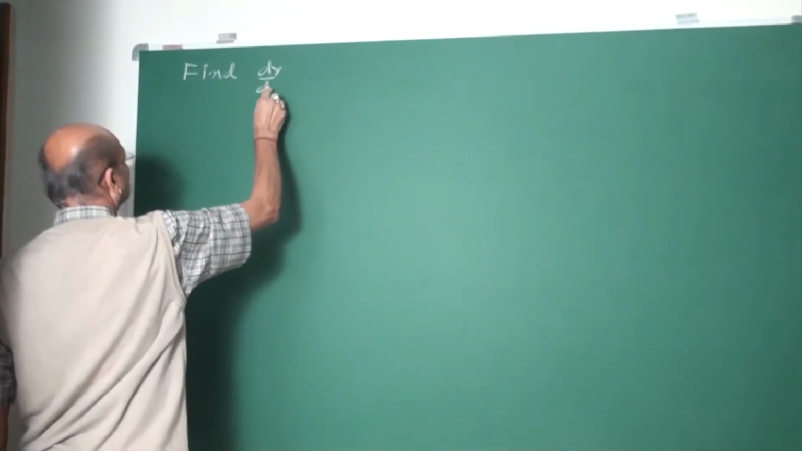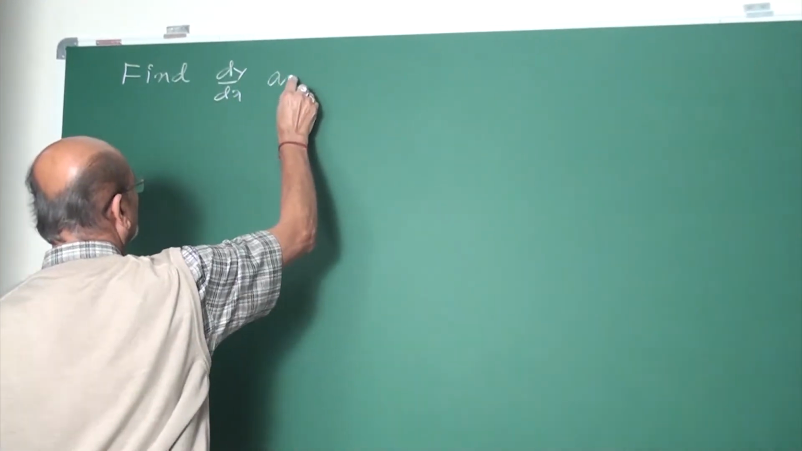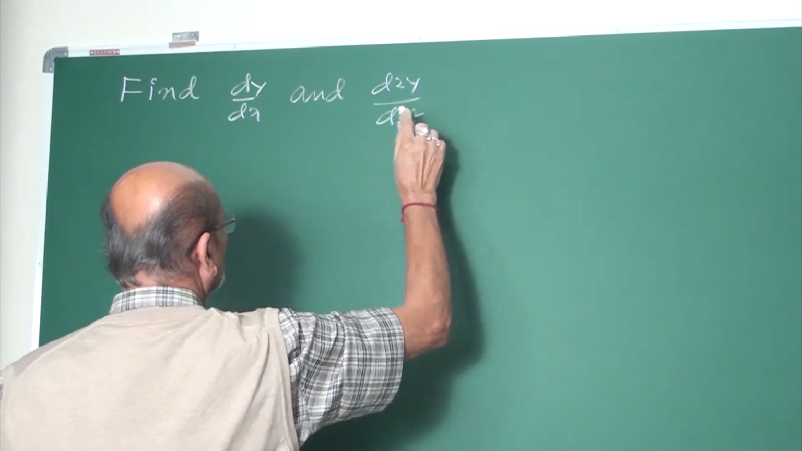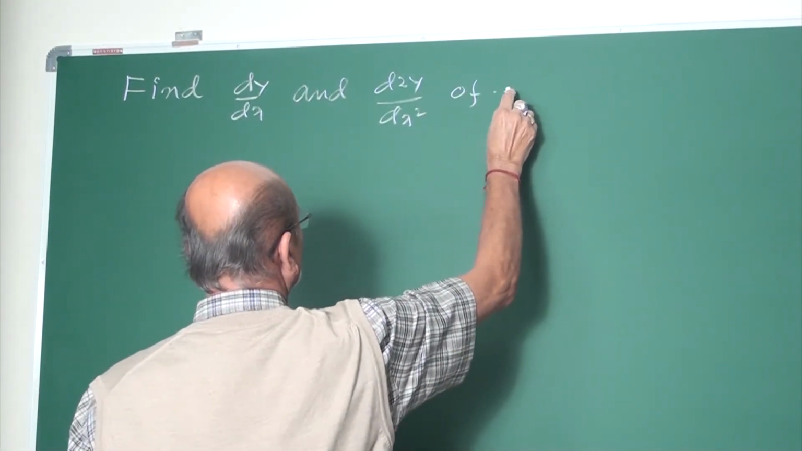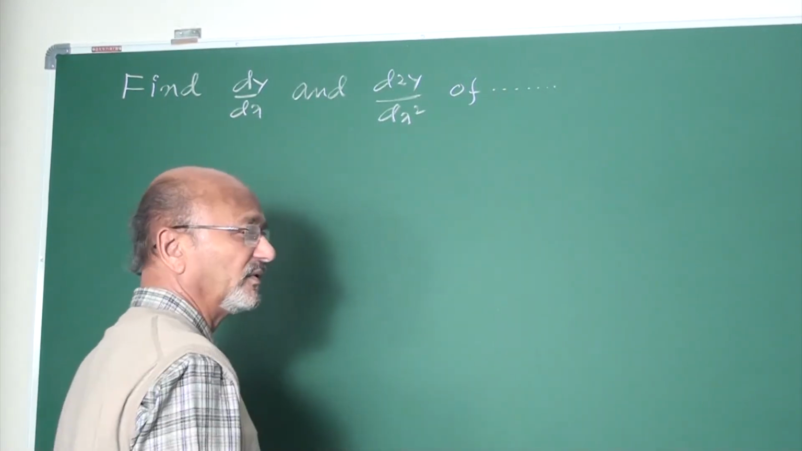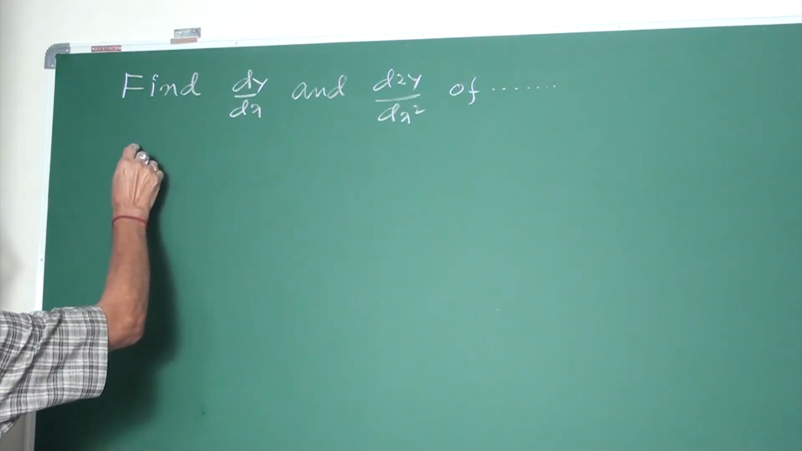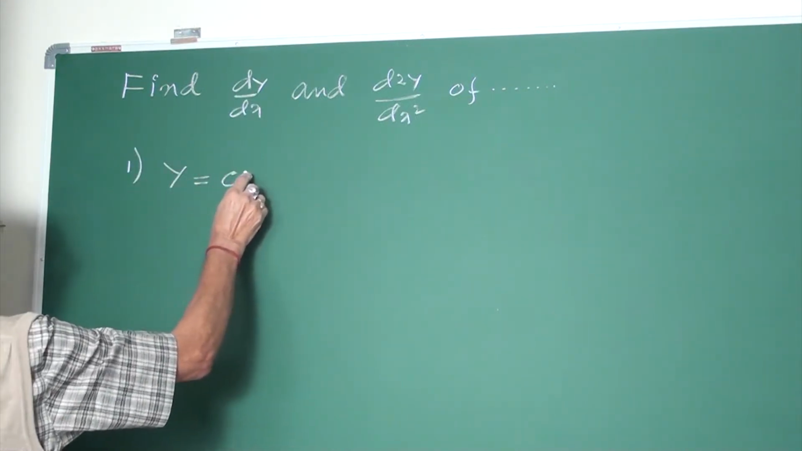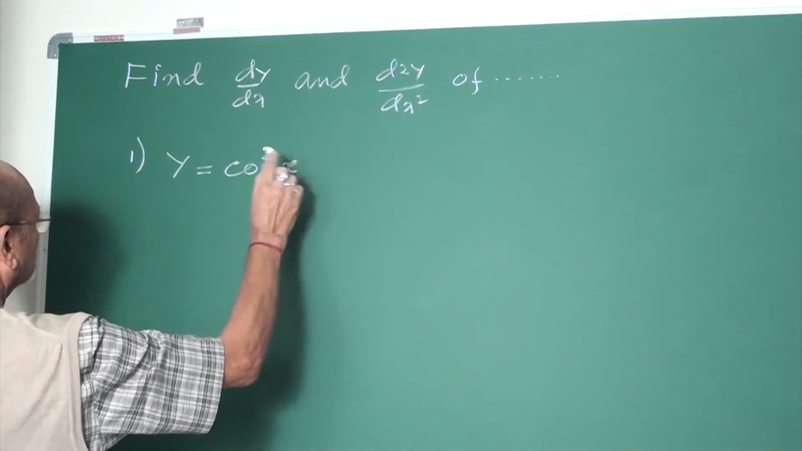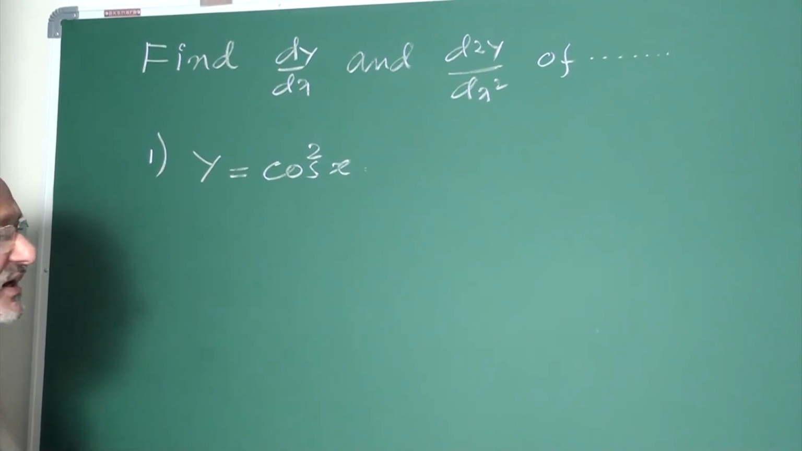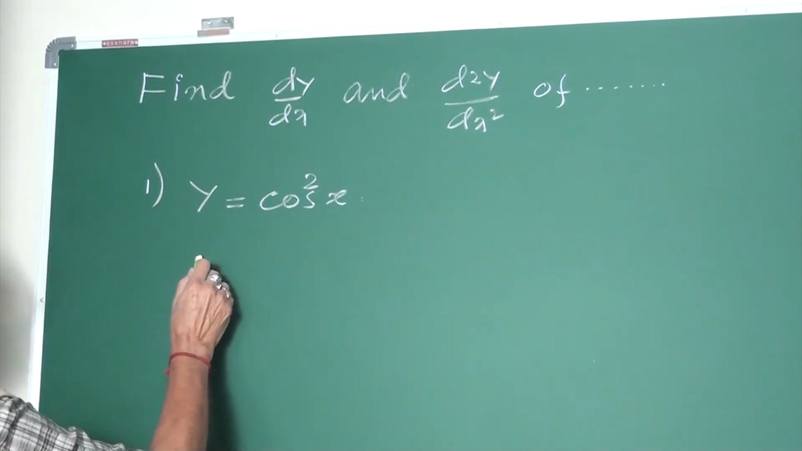Find first derivative dy by dx and second derivative d2y by dx2 of the following. First example, y equal to cos square x. Yes, my friend. Differentiate with respect to x.